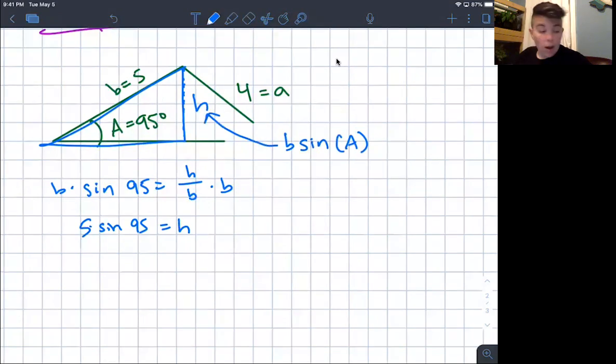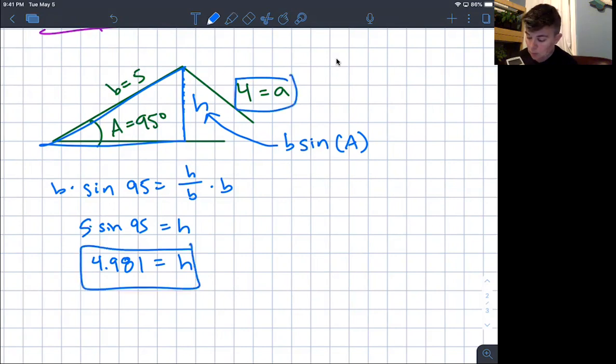All right, so I'm going to get my trusty calculator. I'm going to make sure I'm in degrees. I am. I'm going to type in 5 times the sine of 95 equals 4.981, which equals the height. Okay, so remember, I need to figure out what is my relationship with A and the height. So in this case, A is 4 and the height is 4.981.